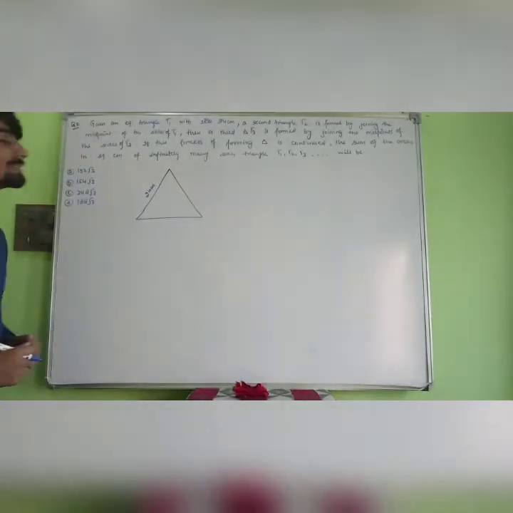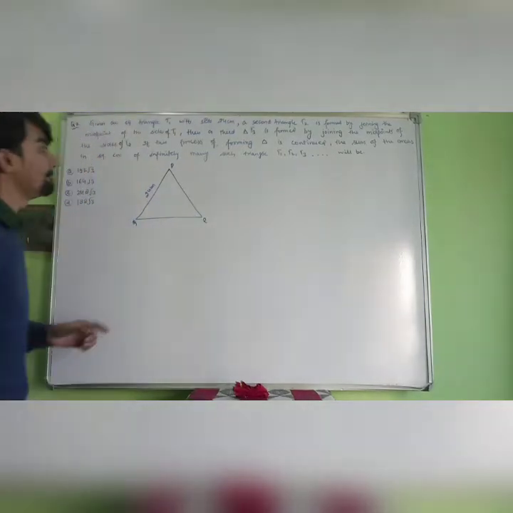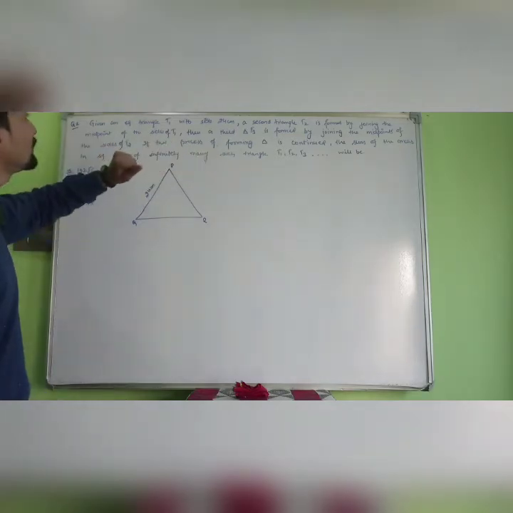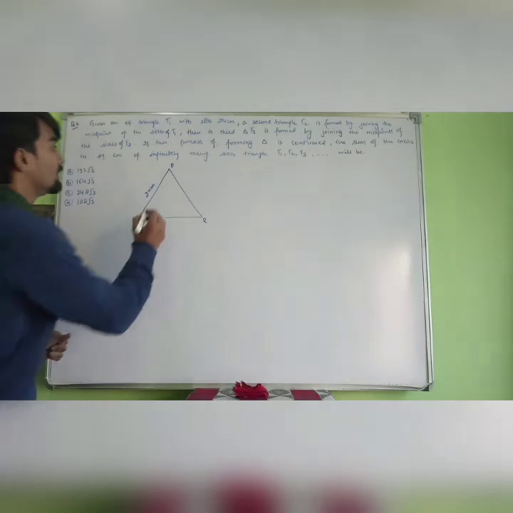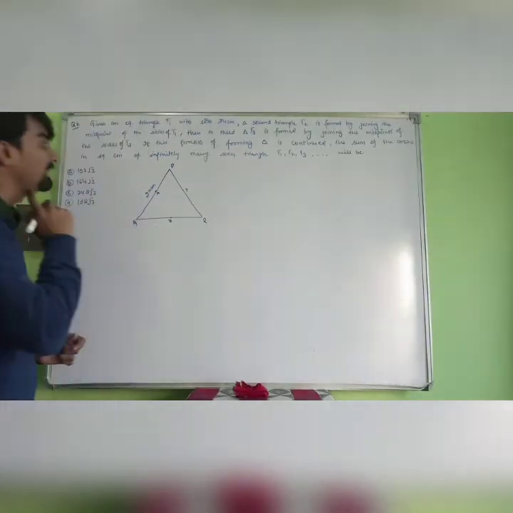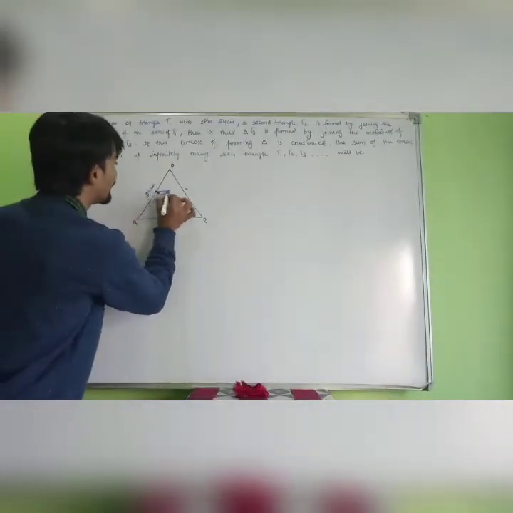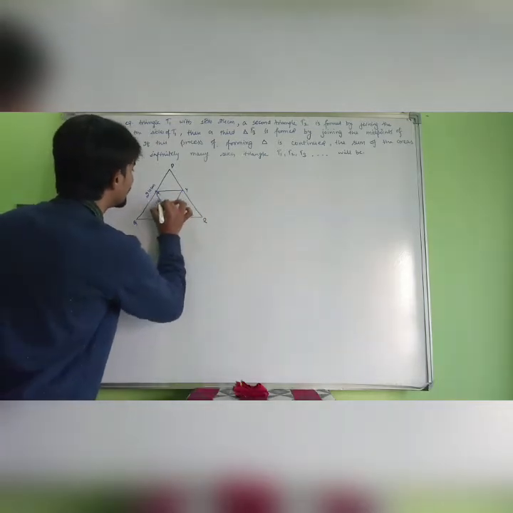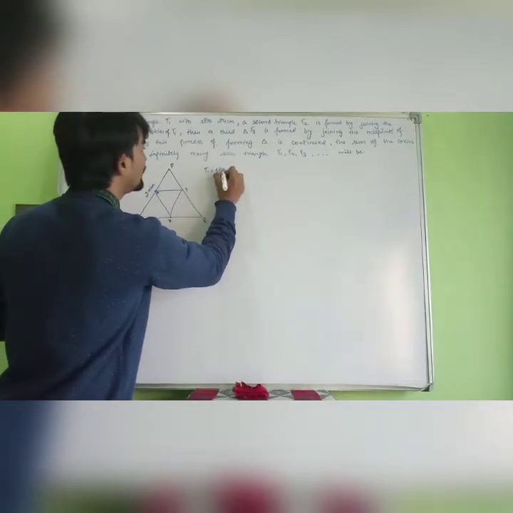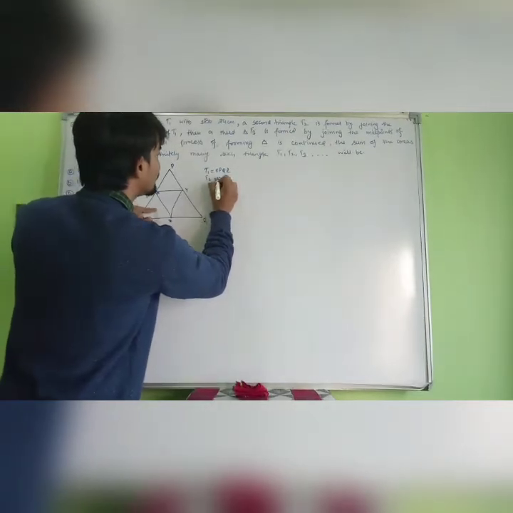Of side 24 centimeter. Okay. So let PQR be the triangle T1. A second triangle T2 is formed by joining the midpoints of the sides of triangle T1. Let X, Y, Z be the midpoints of the sides of triangle T1. So the second triangle will be formed as follows: T1 is triangle PQR, T2 is triangle XYZ.